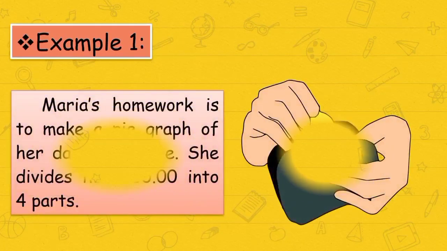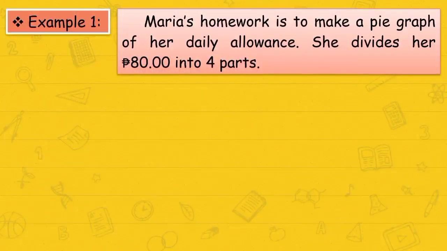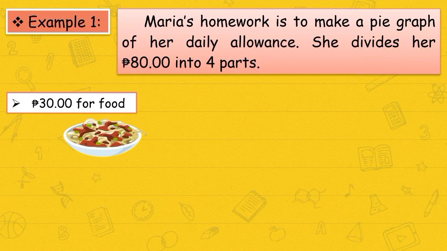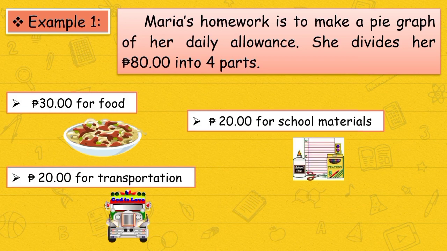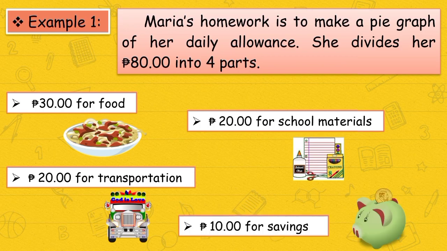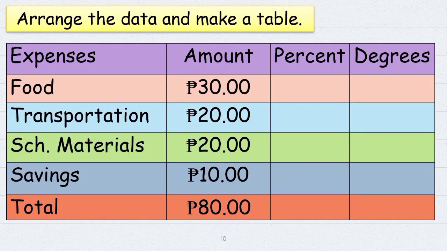Example 1. Maria's homework is to make a pie graph of her daily allowance. She divides her 80 pesos into 4 parts: 30 pesos for food, 20 pesos for transportation, 20 pesos for school materials, and 10 pesos for savings. Arrange the data and make a table. The total amount is 80 pesos. The total percent must be 100, since percent is by 100.